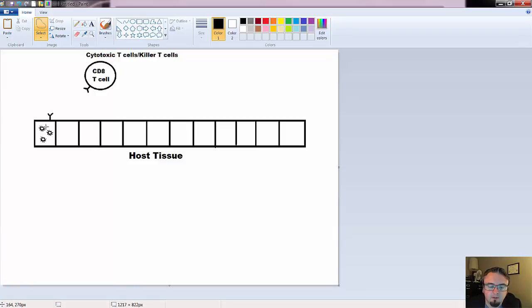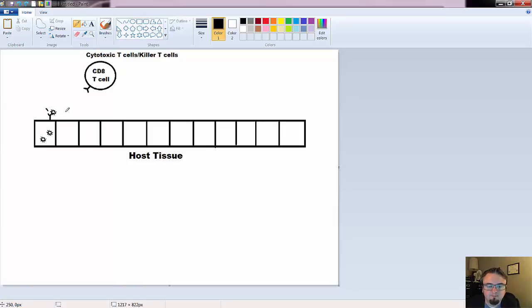So the cells are infected. One of the things that they're going to do is they're going to take little pieces of the virus, and they're actually going to display them on receptors on the outer part of the cell. And they wouldn't display the whole virus there, but they would display little pieces of it. So they're actually displaying parts of the virus, and that's basically a warning signal. Hey, we got a problem going on here.